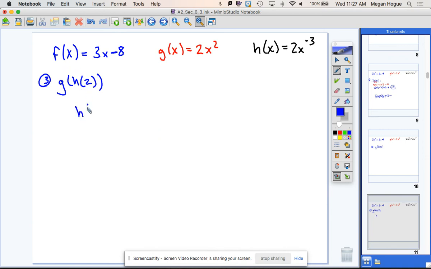So we're going to do h of 2. So we're going to do 2 times 2 to the negative third. Negative exponent. What's going to happen with a negative exponent? We're going to get a decimal, but we know how I feel about decimals.